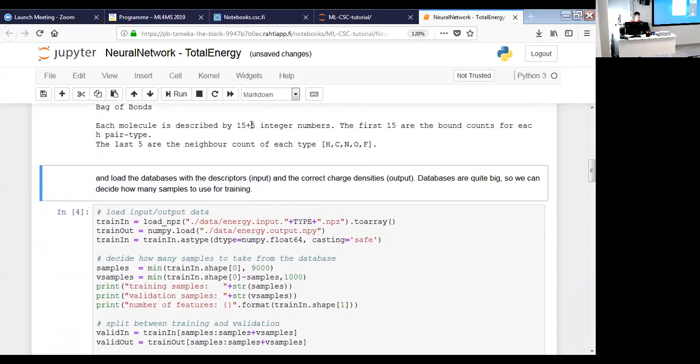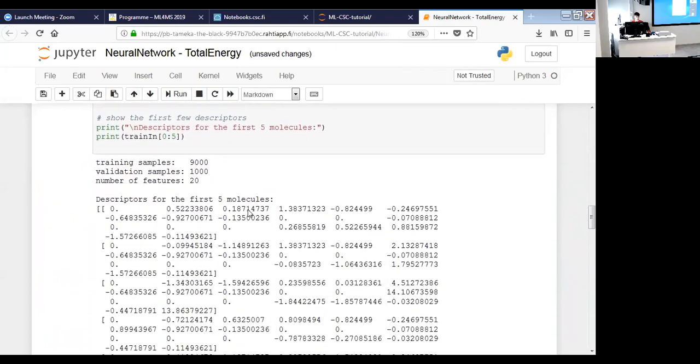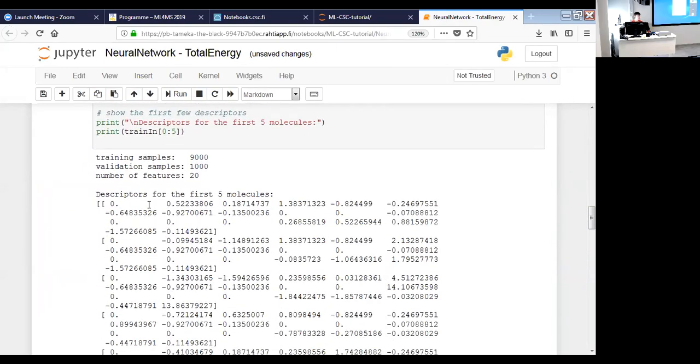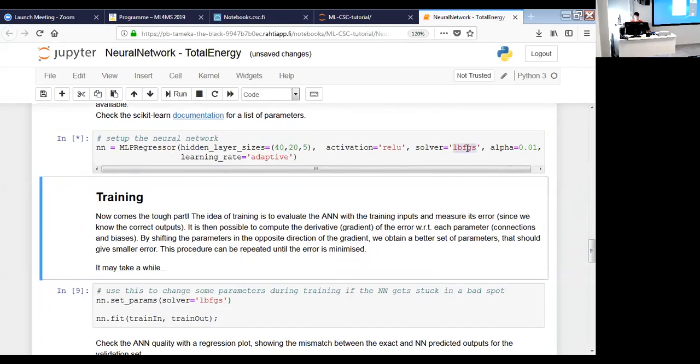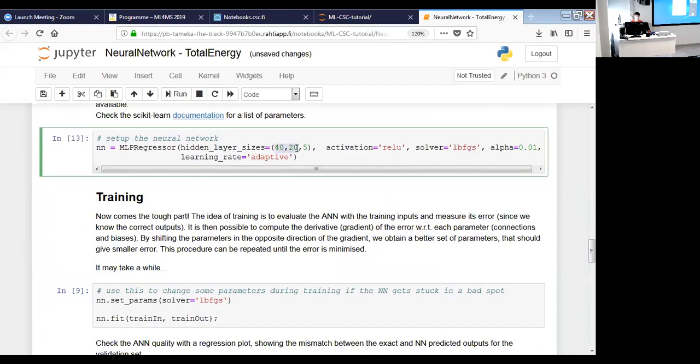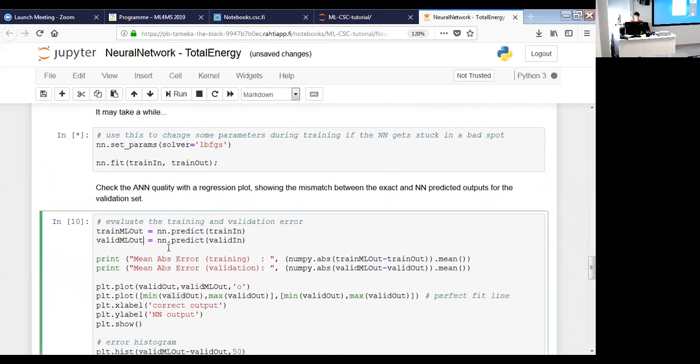It's just 20 numbers for every molecule. It's much smaller. These are the normalized counts. Since the model is simpler, we can try to make the neural network simpler here too. It doesn't need to be that big. Perhaps let's make it like this. So I create a new network and make it one layer smaller, in the small hope that it's not going to take too long.